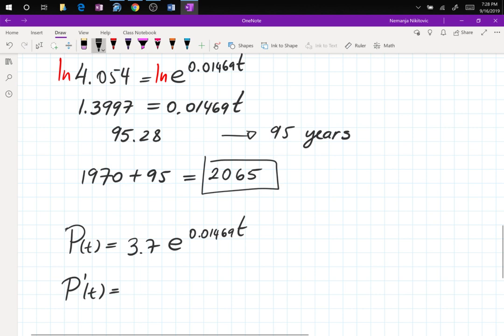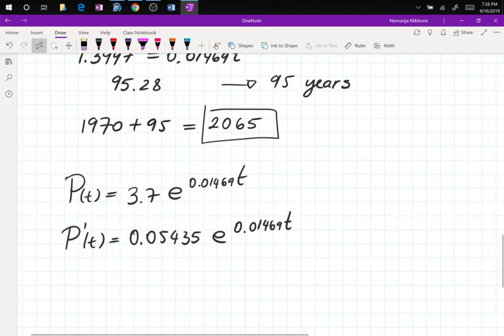So 3.7 times 0.01469 is going to be 0.05435 e to the 0.01469 t. So that's our derivative. And now if I want to know how many people we added, right, I'll put 2019 here. 2019 is t equals 49. We established that. I just need to plug in 49 into t and punch numbers in the calculator.